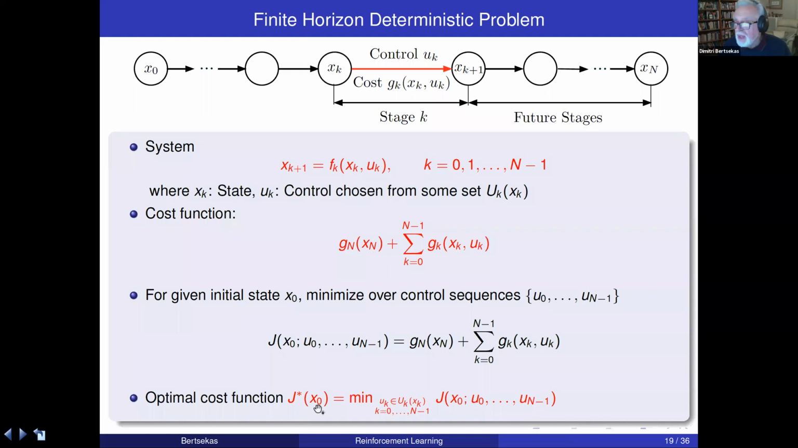It is a function of the initial state. It's not just a single number. It's a number for every possible initial state. So if the number of initial states is finite, this is a vector, a finite set of numbers. If the state space is infinite, like continuous, like the real line or n-dimensional Euclidean space, this is a function of a continuous variable, okay? And that's how it is defined.